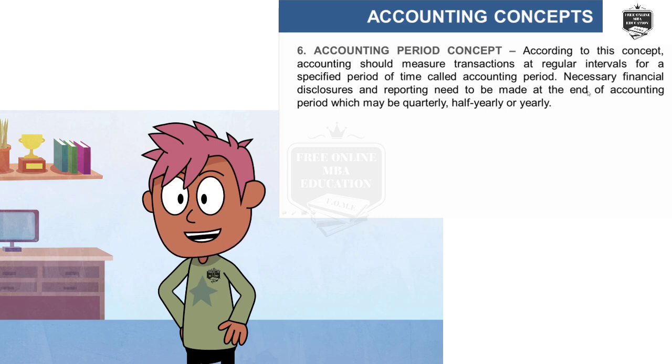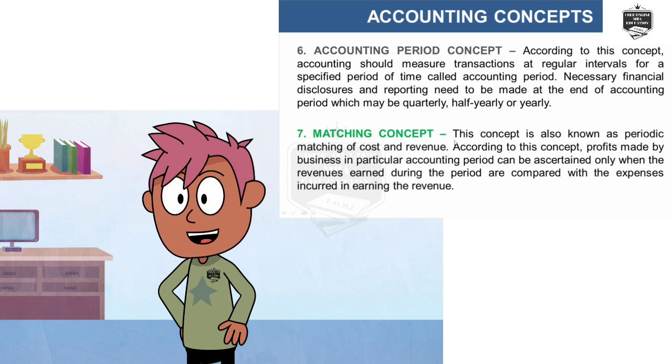Now, this accounting period could be quarterly, half yearly, or yearly, depending upon the company's requirement and their policies and procedures. But a specified period must be defined because you need to make financial disclosures and reporting to assess the financial situation of the business.